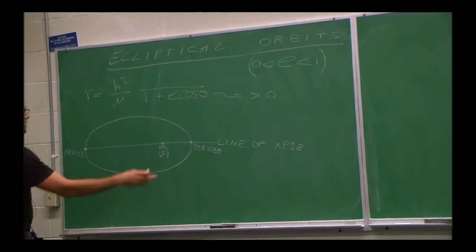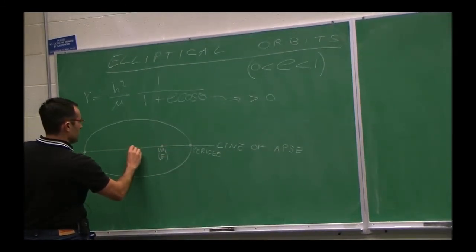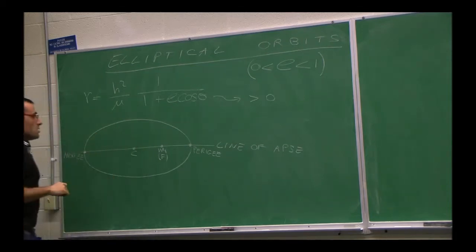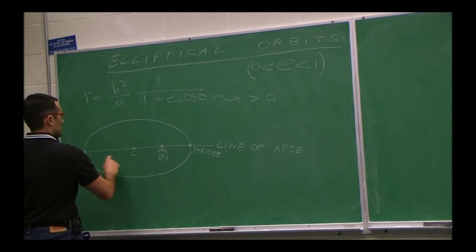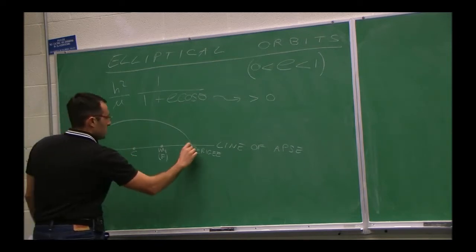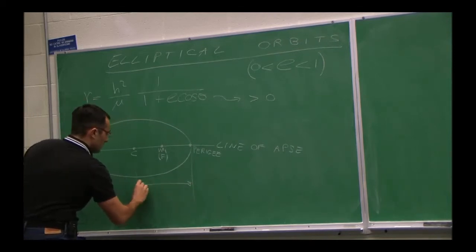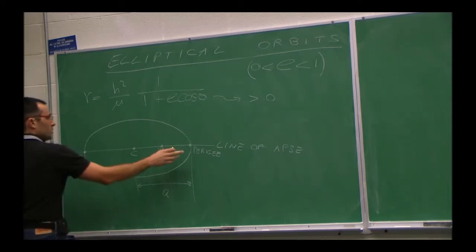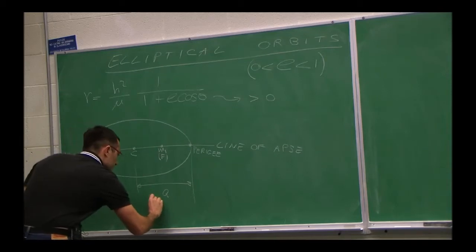All right, so let me also define the midpoint between perigee and apogee. Let's call this C. It will be the center of this apsides line. I'm going to call the distance from C to perigee, or C to apogee, since that's the middle point, A, and I will compute what that is. So A is also known as the semi-major axis.